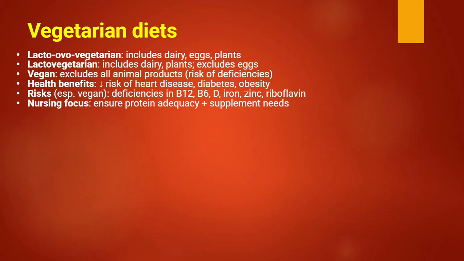There are several types of vegetarian diets, each with different restrictions. A lacto-ovo-vegetarian diet includes plant foods, dairy products, and eggs. A lacto-vegetarian diet includes plant foods and dairy, but excludes eggs. A vegan diet excludes all animal-based foods, including dairy, eggs, and even honey. Because of these differences, each group may have different nutritional risks.